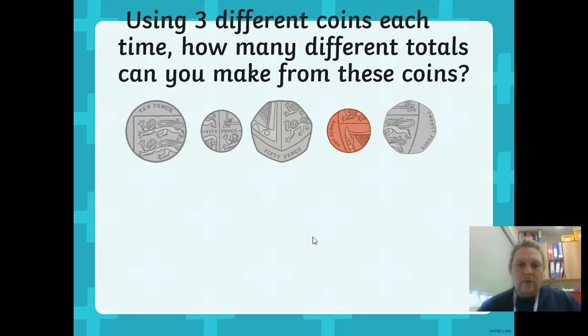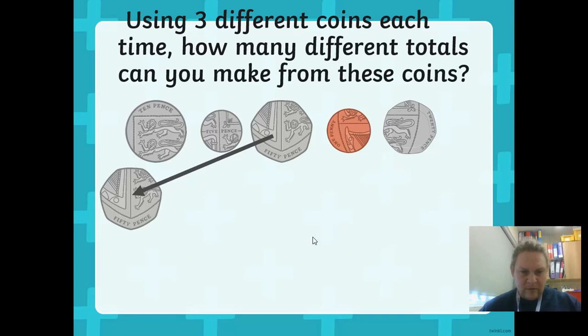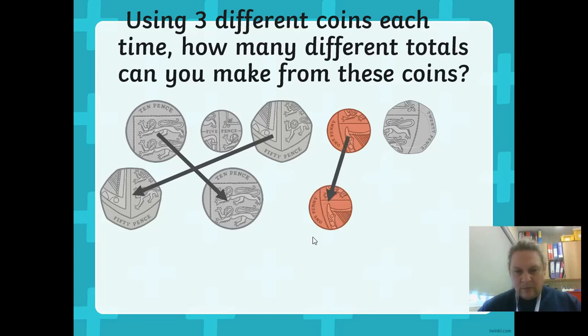Now, using 3 different coins each time, how many different totals can you make with these coins? All right, so let's select some coins. So we've got 50p, we're going to move that over here because we're going to count that first. Then we've got our 10p, we're going to move it over here because we're going to count that next. And then we're using the 1p, okay?